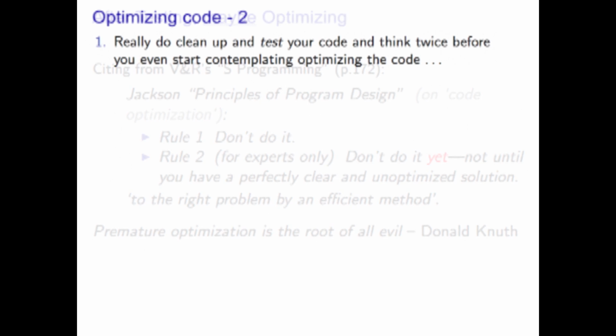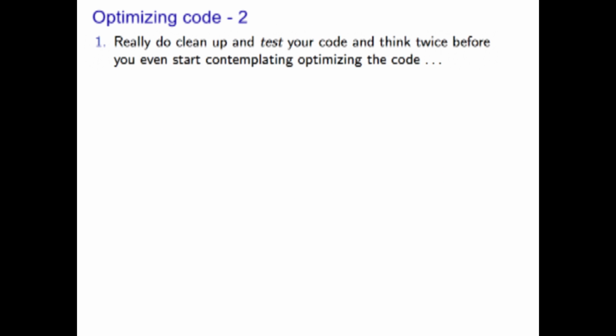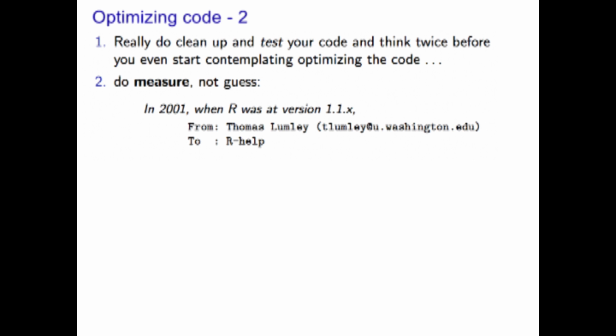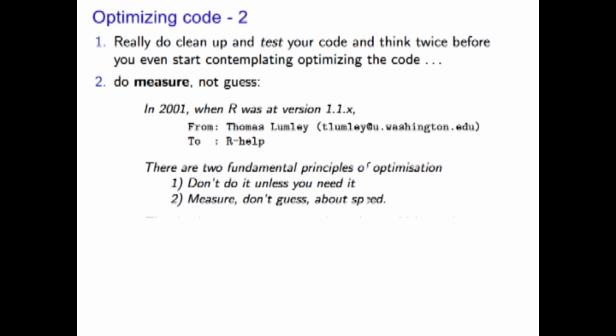Okay, and again, clean up your code, test your code, think twice before you even start contemplating. And then if you go optimizing, and here I'm saying something I heard yesterday in one of the tutorials, do measure, not guess. And there is also a citation from R-help. Another R-Core member, Thomas Lumley, answered a question 13 years ago on R-help. He said there are two fundamental principles of optimization. Don't do it unless you need it. Measure, don't guess. About speed.